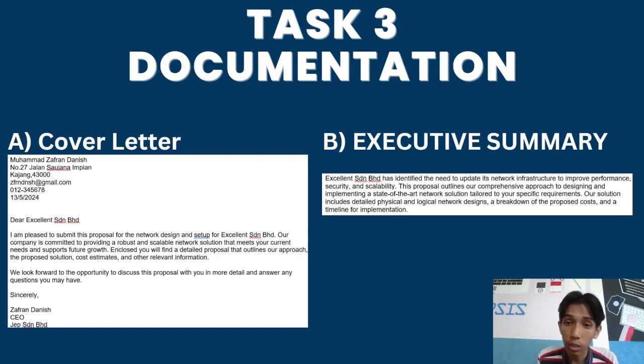As the executive summary, Excellence November has identified the need to update its network infrastructure to improve performance, security, and scalability. This proposal outlines our comprehensive approach to designing and implementing a state-of-the-art network solution tailored to your specific requirements. Our solution includes detailed physical and logical network designs, a breakdown of the proposed cost, and a timeline for implementation.